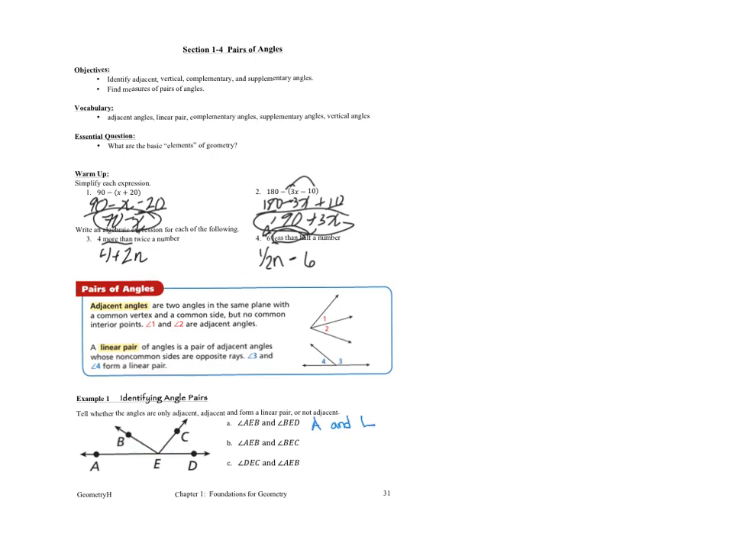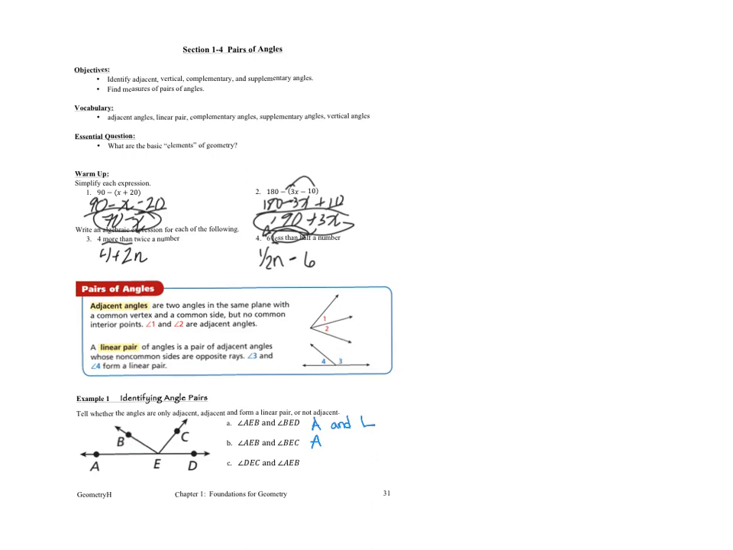Example B. Okay, the next one, angle AEB, I'll mark in red, and BEC, I'll mark in blue. Those do not form a straight line 180 degrees, but they are next to each other, so they're adjacent.